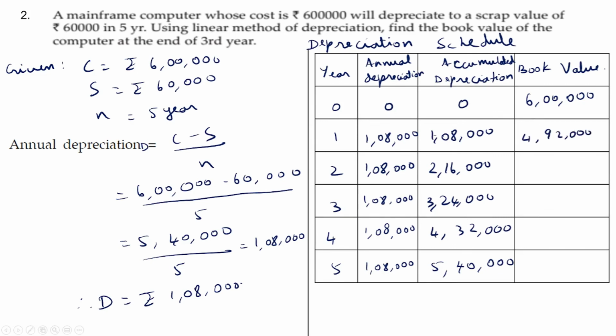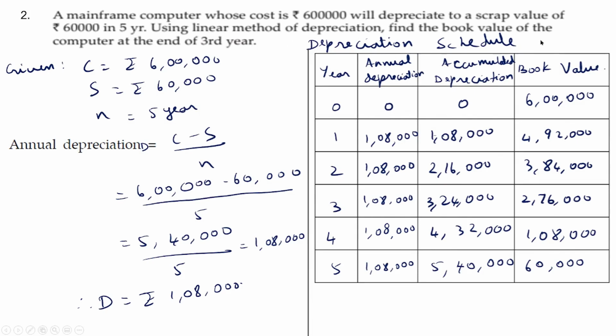At the end of 2 years it is 6 lakh minus 2,16,000, which is 3,84,000. At the end of the third year it is 6 lakhs minus 3,24,000, which is 2,76,000. At the end of the fourth year it is 6 lakh minus 4,32,000, which is 1,08,000. And at the end of the fifth year it is 6 lakh minus 5,40,000, which is 60,000. So at the end of 5 years, the book value of the asset becomes equal to the scrap value if the linear method of depreciation is used.